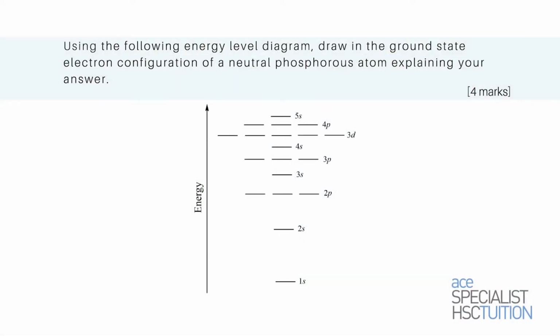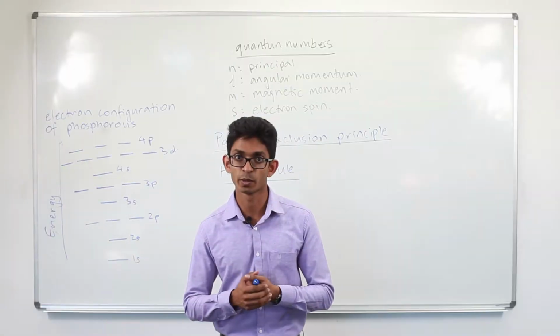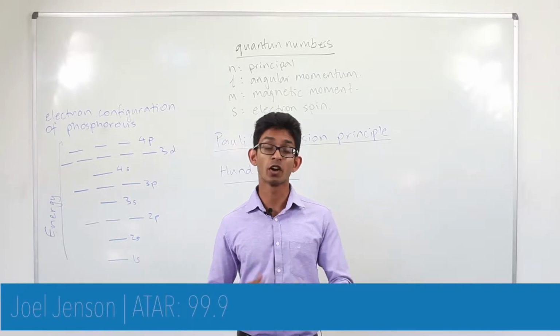So this question is really looking at the energy level configuration of a neutral phosphorus atom. Before we can start really answering these questions, there are a few theory concepts we need to run through. These theory concepts include quantum numbers, Pauli's exclusion principle, and Hund's rule. Before we can start to answer this question, we really need to look at the main concepts behind it.